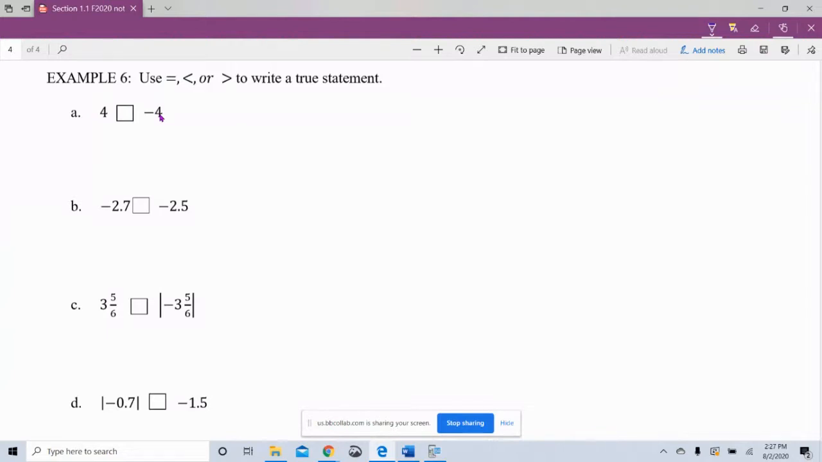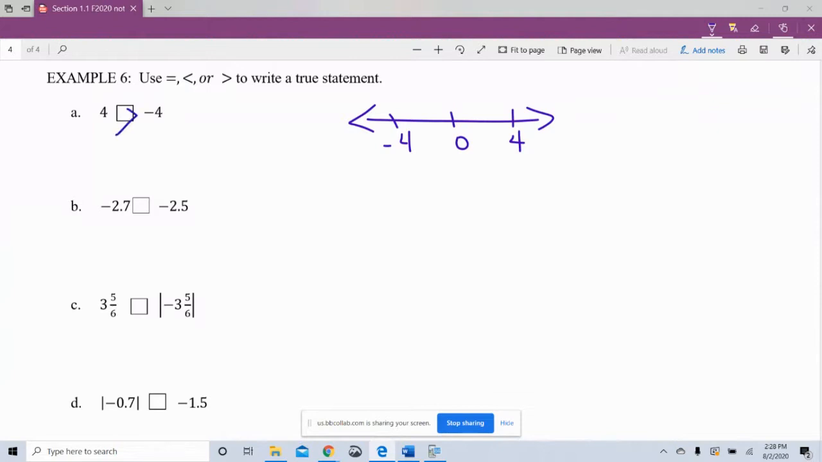No. Because if you think about it, remember, on a number line, here's your 0. 4 would be out this way, negative 4 would be out to the left. So anything that's further to the right is bigger. Anything that's further to the left is smaller. So negative 4 is actually smaller than 4. In other words, 4 is actually bigger than negative 4. So we're reading this from left to right, so we have to say 4 is what than negative 4? 4 is greater than negative 4.